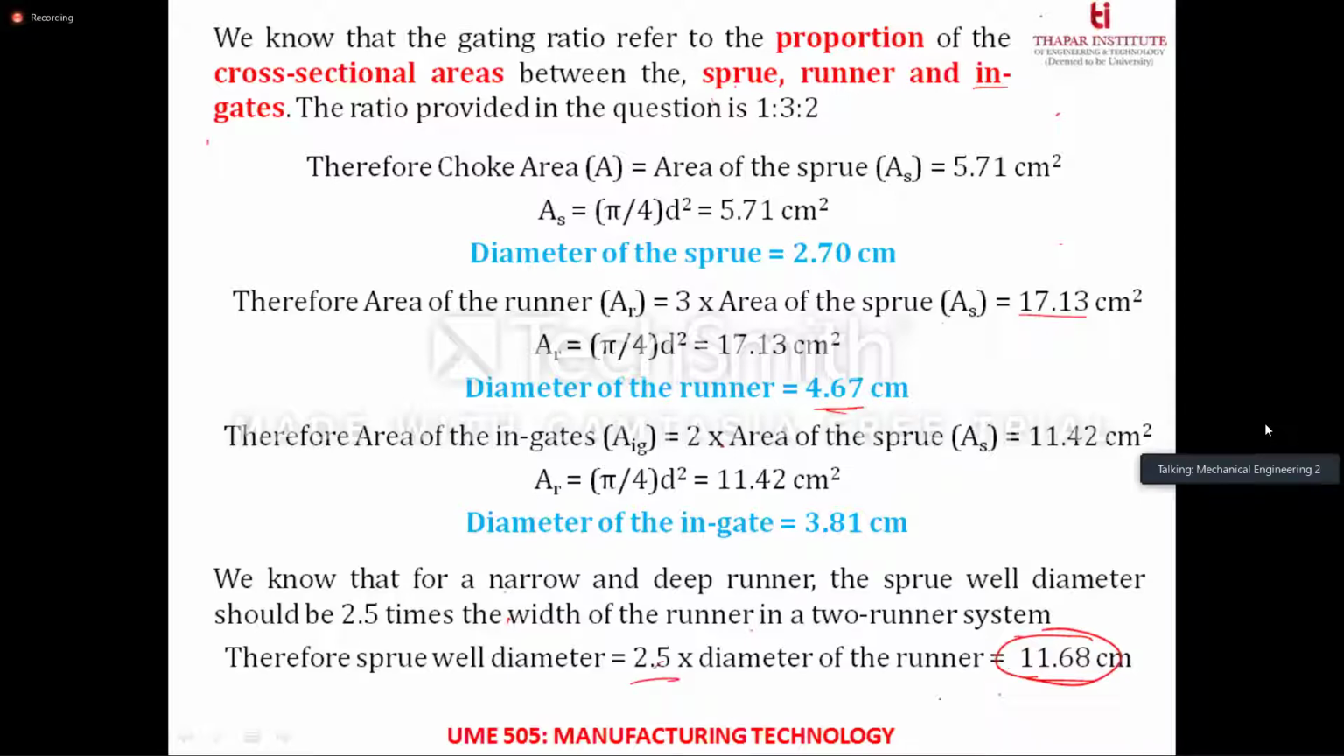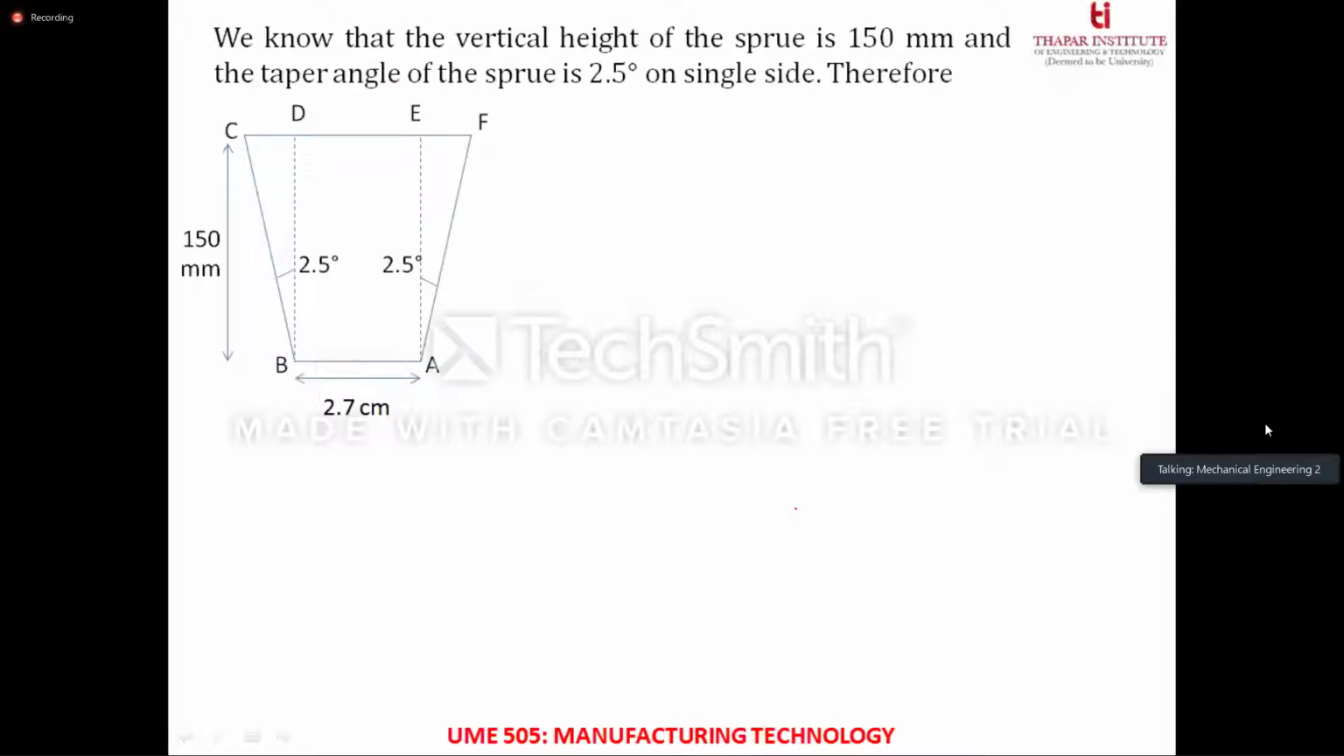So the diameter of the sprue well is 11.68 centimeters. Now let us go further. In the numerical, it was given to you that the vertical height of the sprue is 150 centimeters and the taper angle of the sprue is 2.5 degrees on single side. But if you look, there are two sides. This is one side and this is the second side.